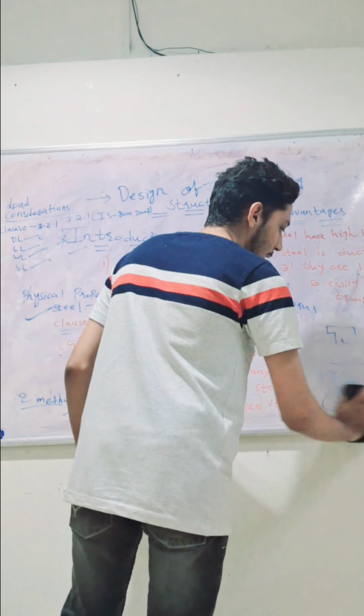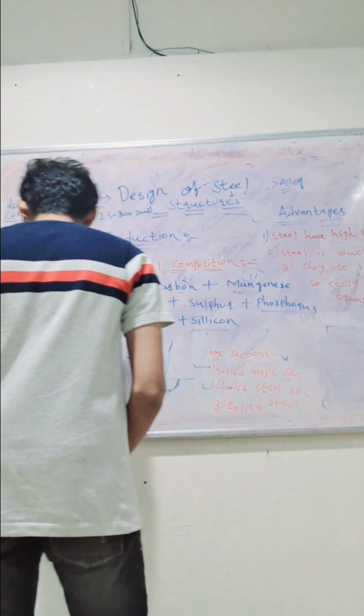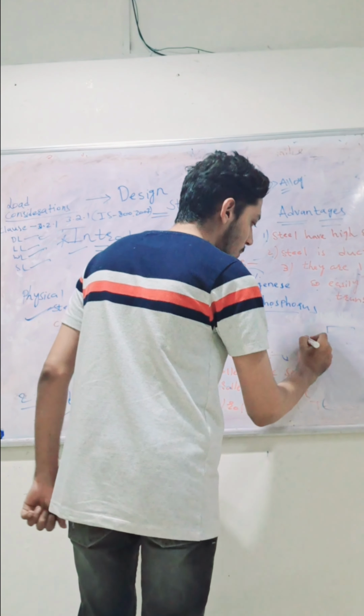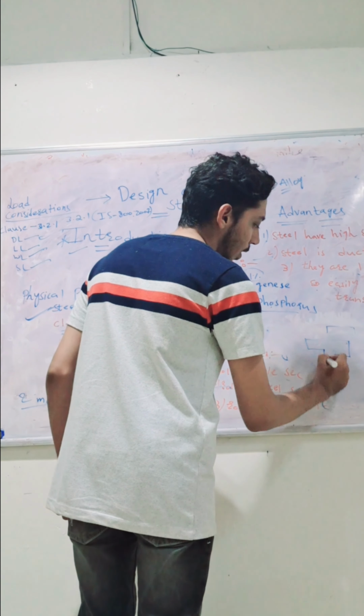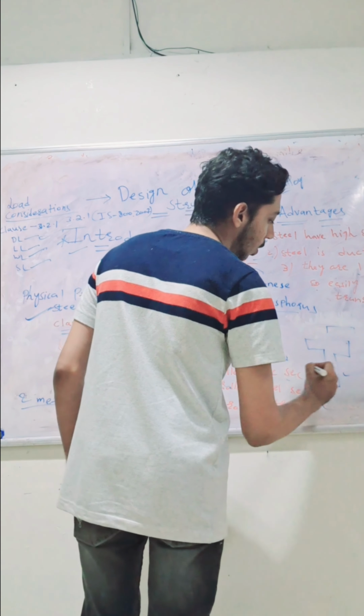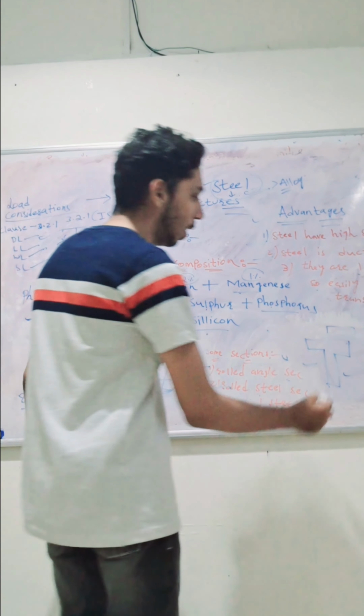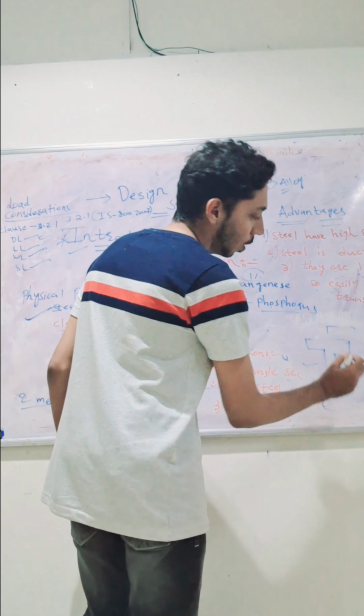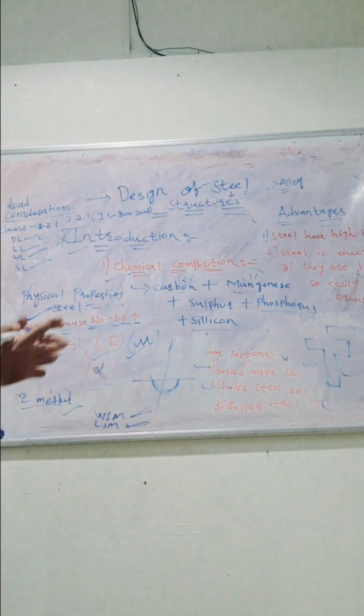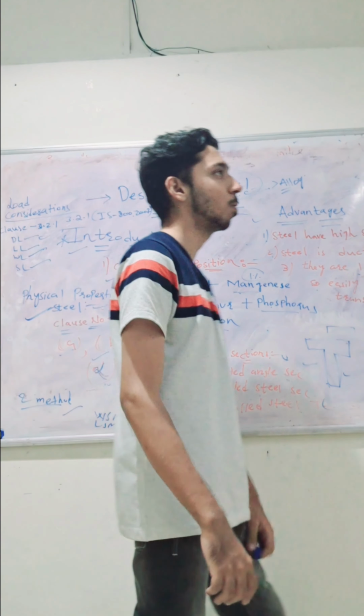So next, you have rolled steel T sections, as I told you. What is a rolled steel T section? Like this. This is your rolled steel T section. There is only an upper part and a lower part. That's it. So this was the introductory part for the design of steel structures.